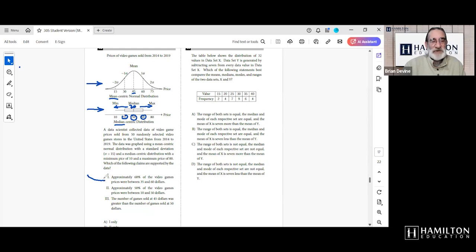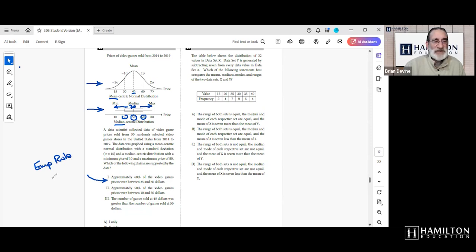So 68% of the video game prices were between $35 and $60. Well, this is going to refer to the normal distribution, where we're using what's called the empirical rule.